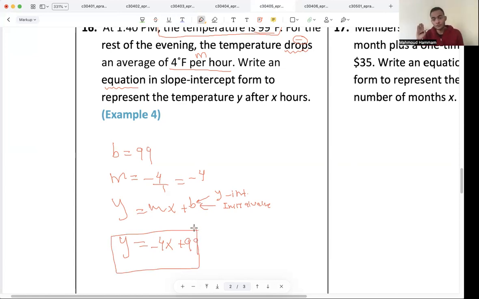Simple. Yes. It started at 99. The initial value is 99 and it's decreasing 4 per hour. So that's why we said y equals negative 4x plus 99. Right. So this is regarding the word problems.